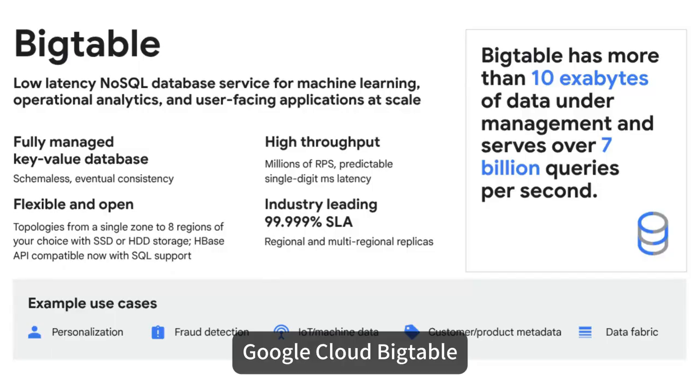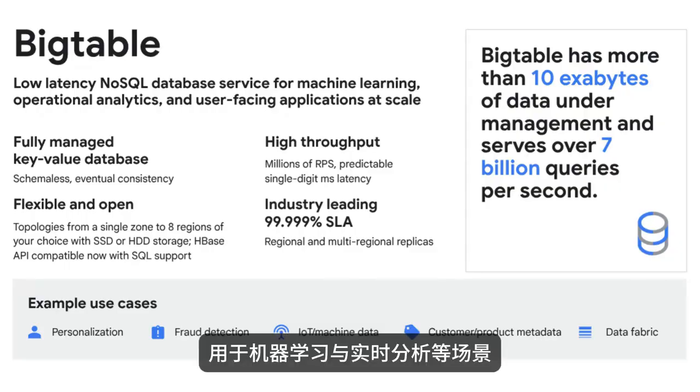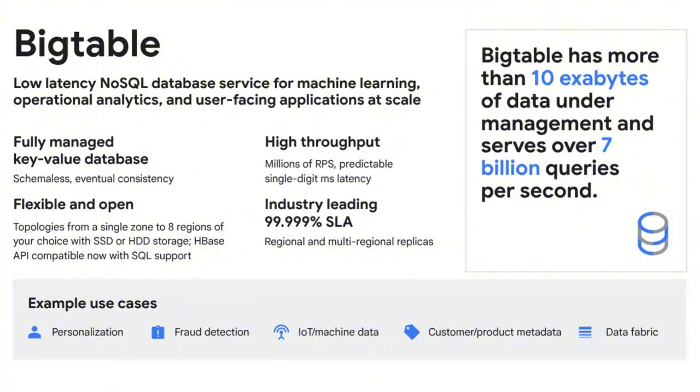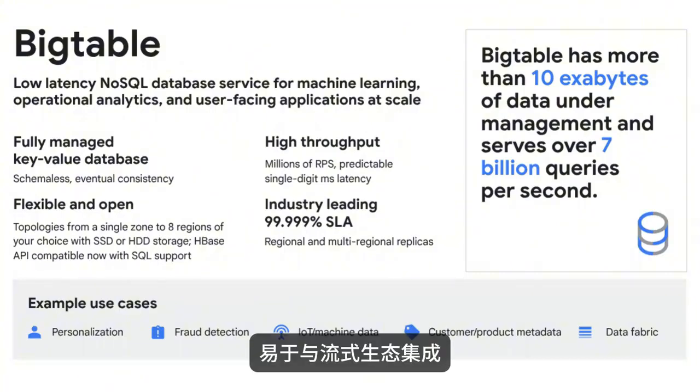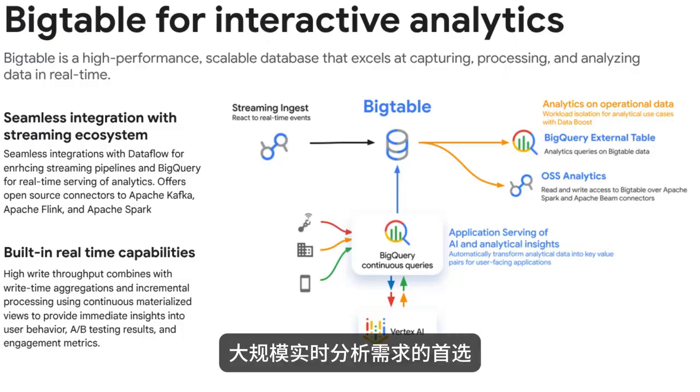Google Cloud Bigtable is a NoSQL wide column store that functions as a massively scalable, sorted key value map. Use it when you have a need for a low latency NoSQL database service for machine learning and real time analytics needs. It's fully managed, easy integration with the streaming ecosystem, and the built in real time capabilities make it the natural choice for large scale real time analytics requirements.